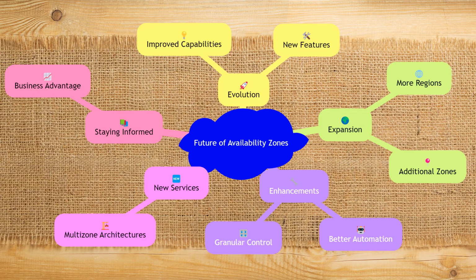As cloud computing continues to evolve, so too will the capabilities and features of availability zones. Microsoft is continually expanding the number of regions and zones, enhancing the global reach and resilience of Azure. Future developments may include improved automation, more granular control over zone deployments, and new services designed specifically for multi-zone architectures. Staying informed about these advancements will help businesses stay ahead of the curve.